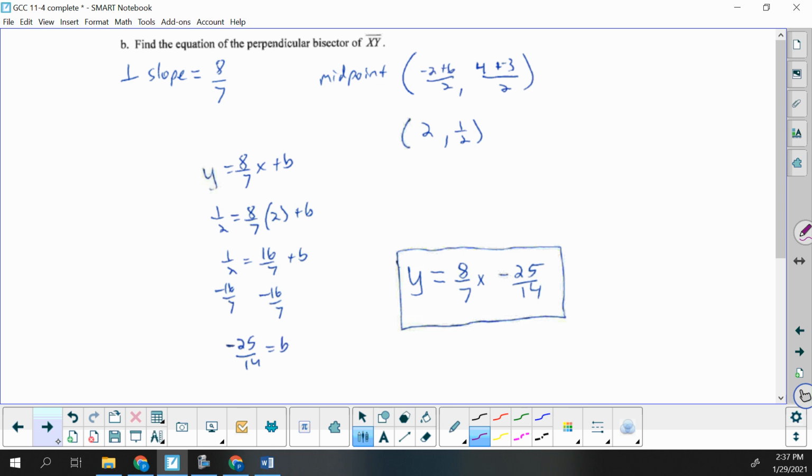Take our y equals 8/7 x plus b. We'll sub in our x and our y. Work to get b by itself. You get negative 25/14. So that'll be y equals 8/7 x minus 25/14 for our final equation.